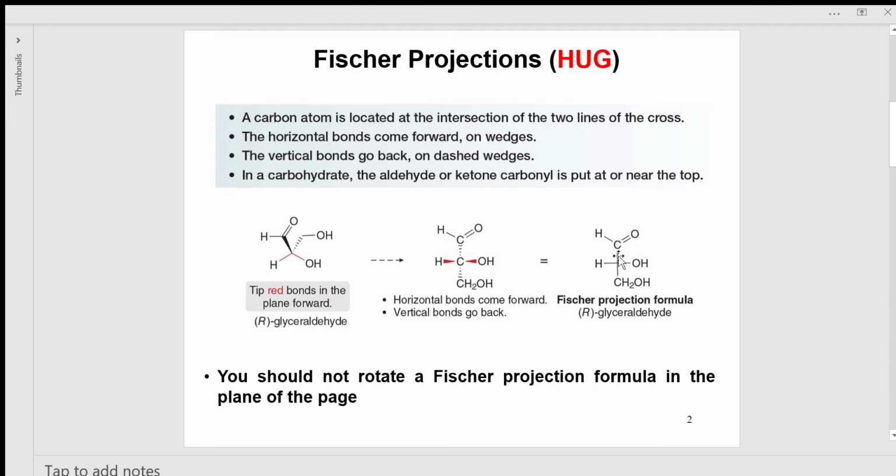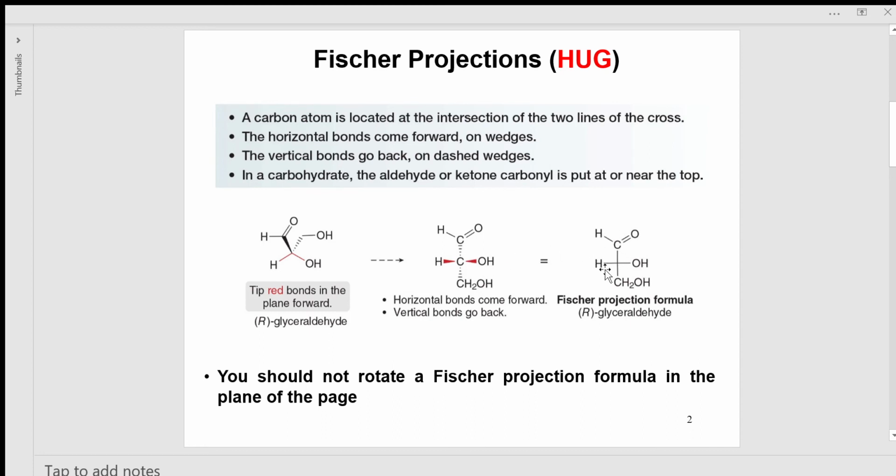However, it is not a two-dimensional structure. We know it's a three-dimensional structure. All these organic molecules have a three-dimensional structure. So when we simplify it, we have to have some rule to simplify the structure.